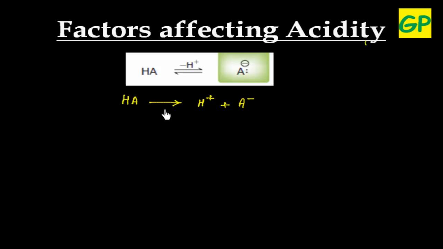So A minus also has a tendency to combine. In that case the reaction will come in the back direction. HA is called an acid, that is, it is giving H plus, but A minus is taking H plus and forming HA. So A minus is acting as a base, because anything that absorbs H plus is a base. A minus is a base and the corresponding acid is HA. So we call A minus a conjugate base.